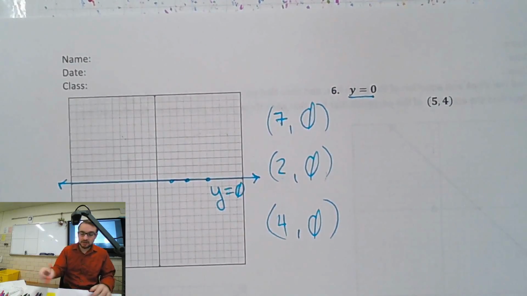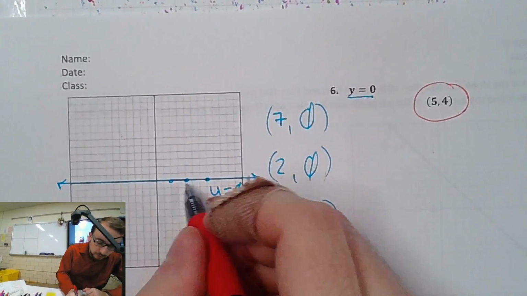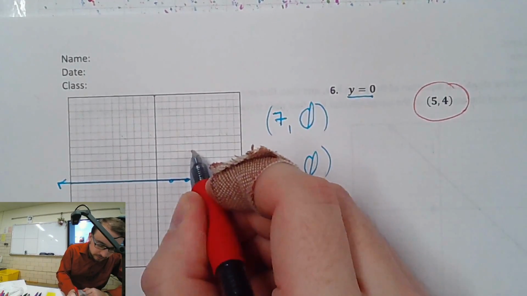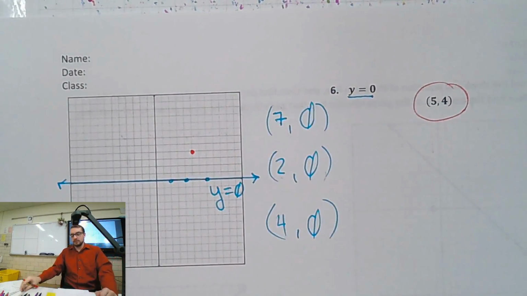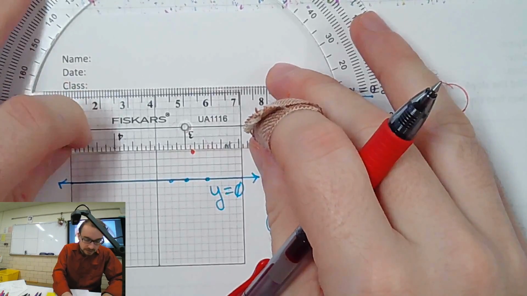Now they want the other one to go through (5, 4), but be parallel. Well, here's (5, 4): 5, 1, 2, 3, 4. That's the point it has to go through. You know it has to be horizontal, so that's easy to draw.